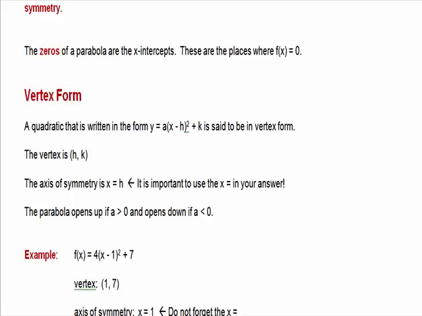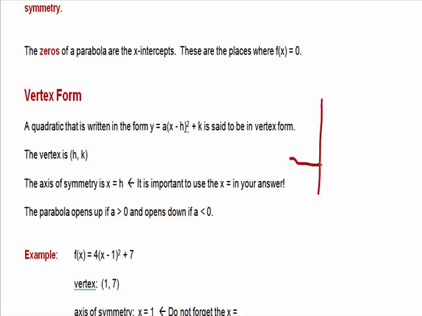When our quadratic is in vertex form, the vertex of the parabola is (h, k), and the axis of symmetry is x equals h. And it's important, remember, to use x equals because it is actually an equation when we are talking about the axis of symmetry. So it will be important to us that we make sure that we write a full vertical equation. The parabola will open up if a is greater than 0, and it opens down if a is less than 0.